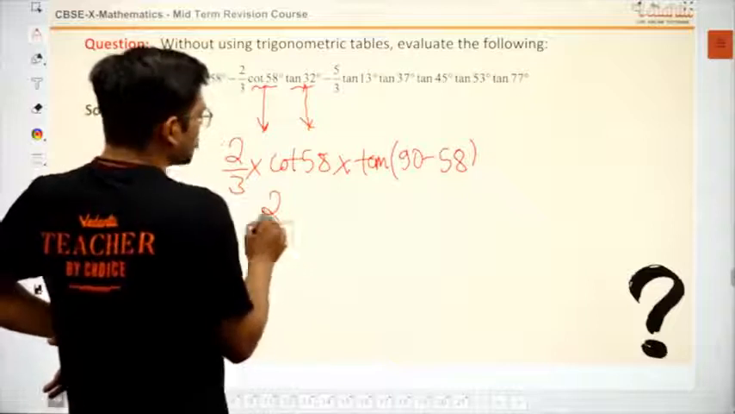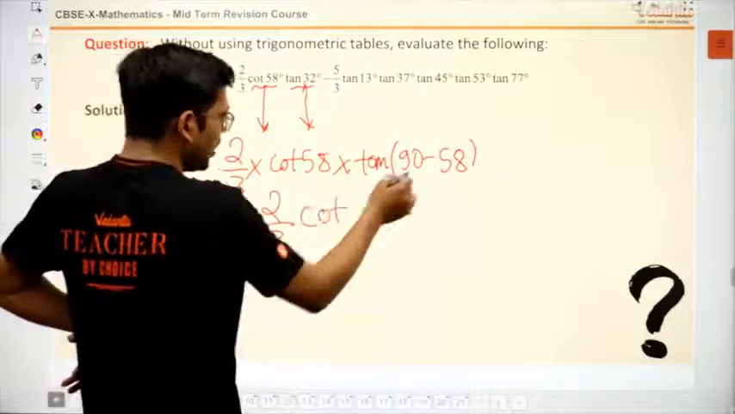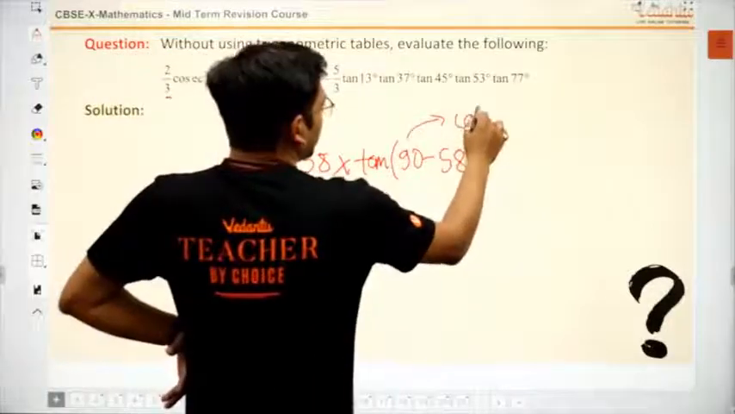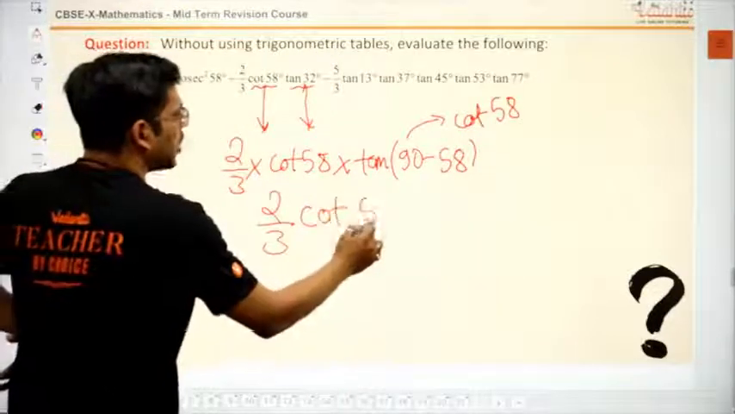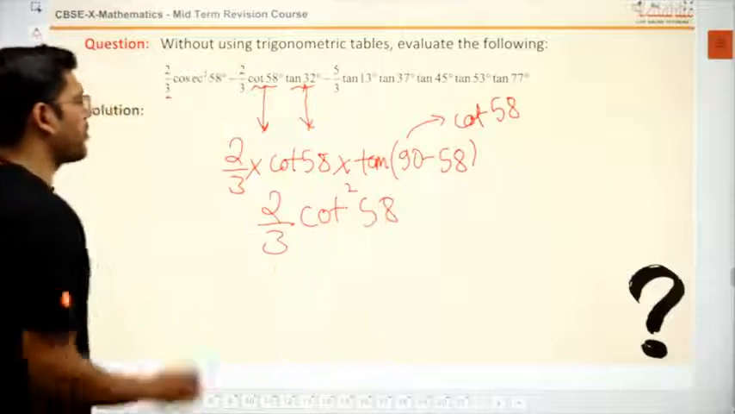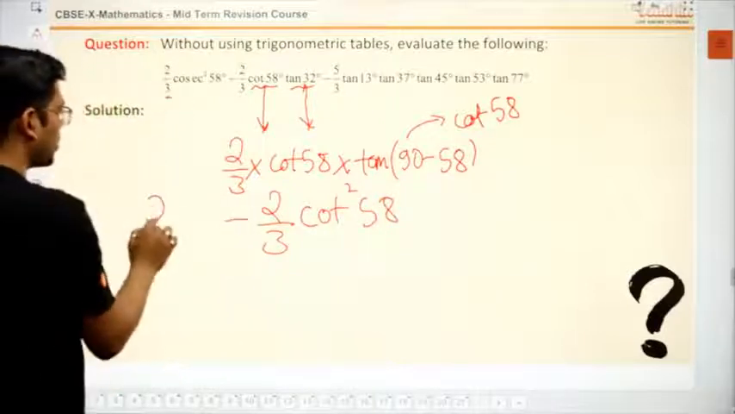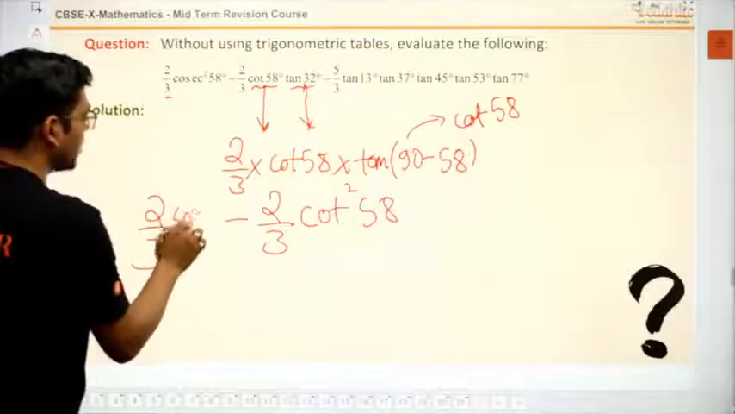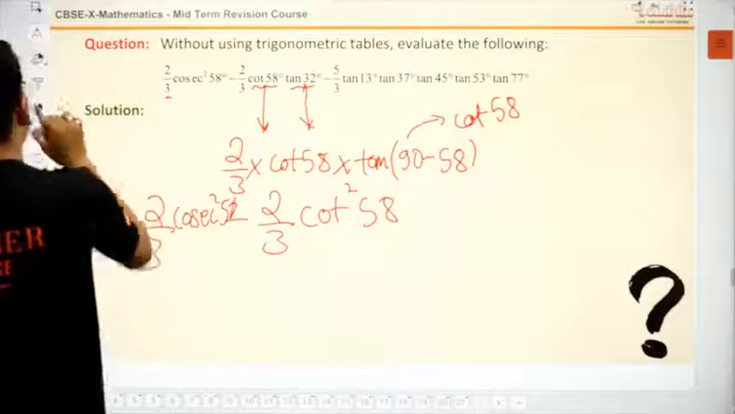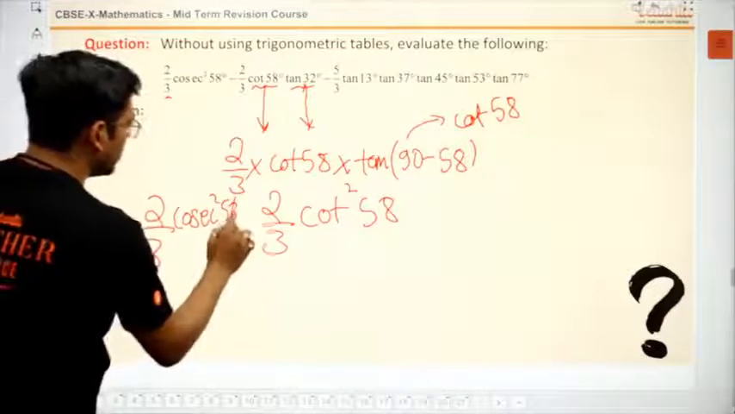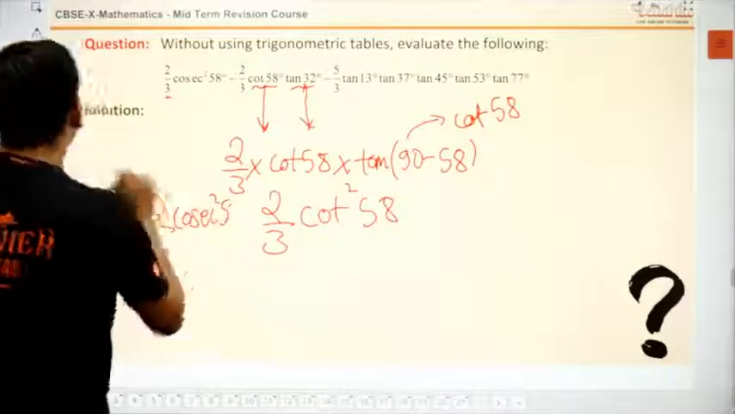So this will become 2 by 3 into cot 58. So I'm writing it direct: cot 58 into cot 58. It will become cot square 58, and minus 2 by 3 cosec square 58. We wanted to write it like this, na? Written, brother, written.